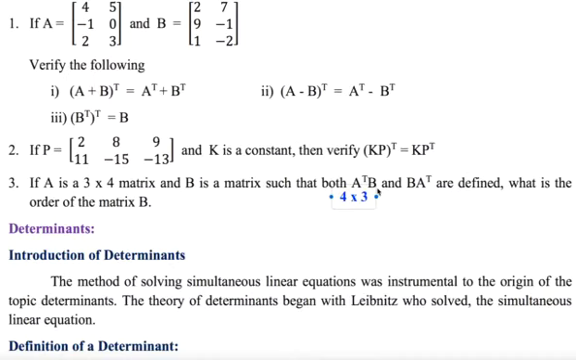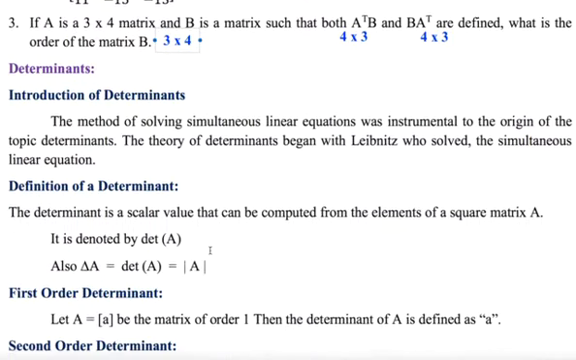B into A transpose is defined. So what is the order of A transpose? 4 cross 3. So B must have 3 rows and 4 columns. So the order of B will be 3 cross 4. Okay, so that is the answer.